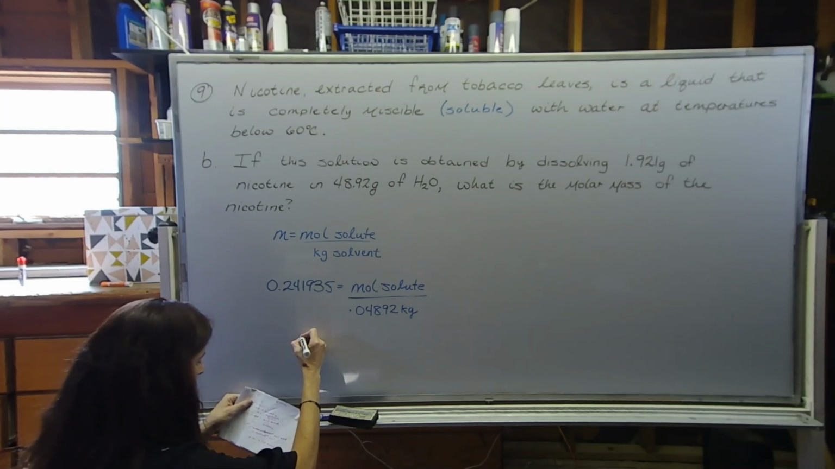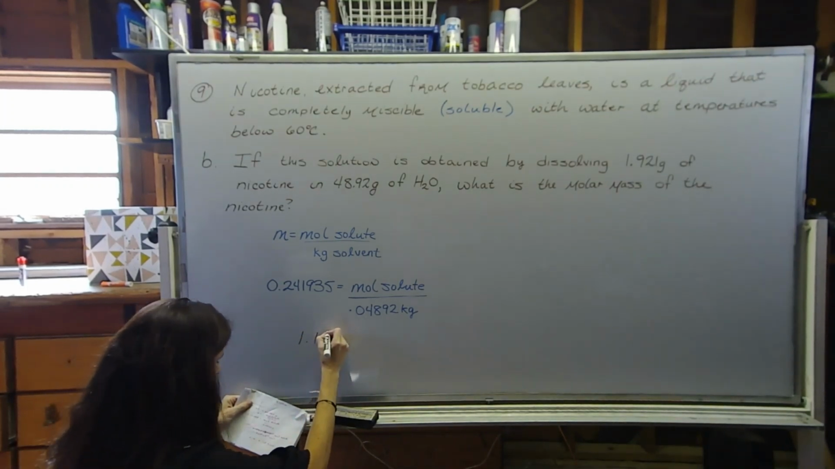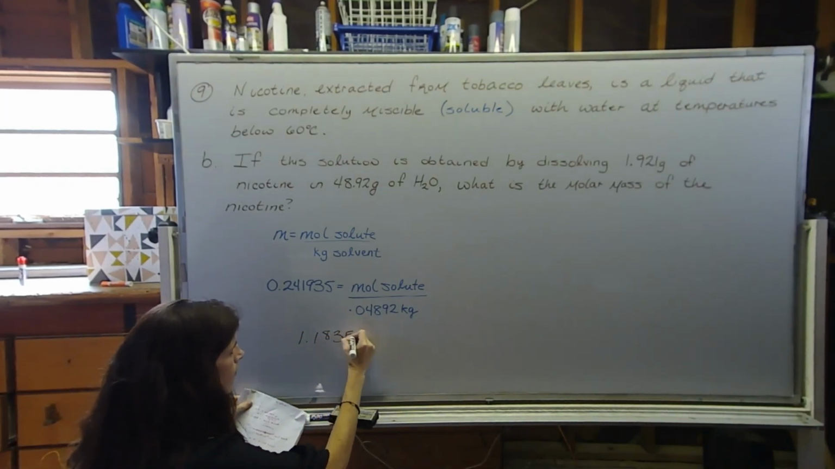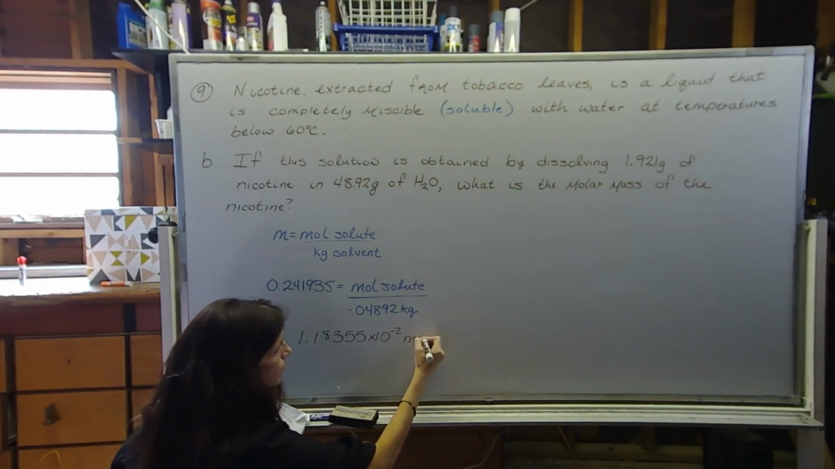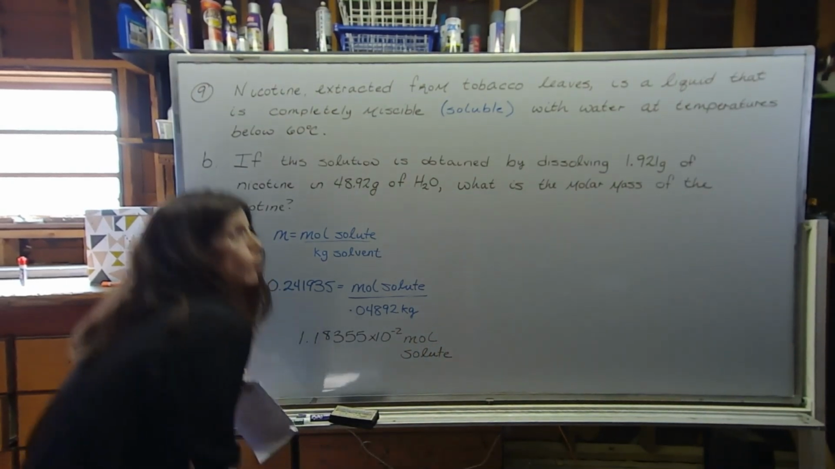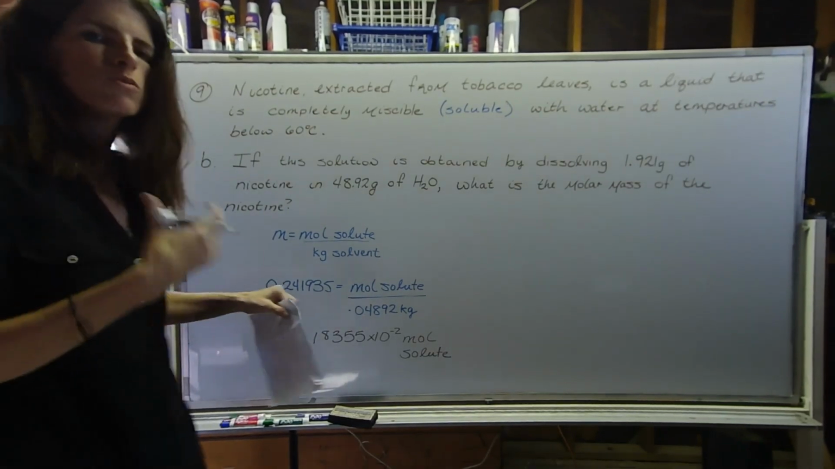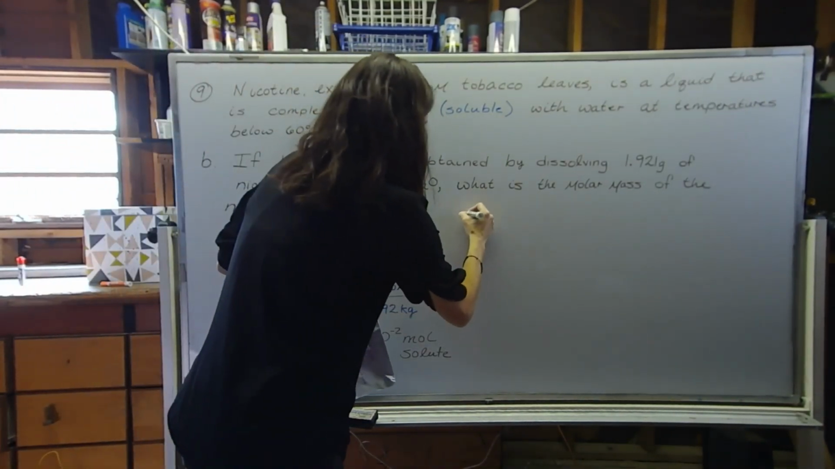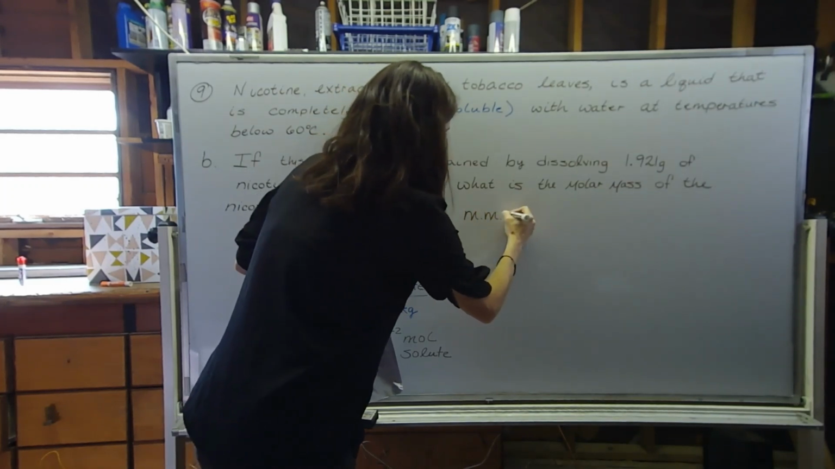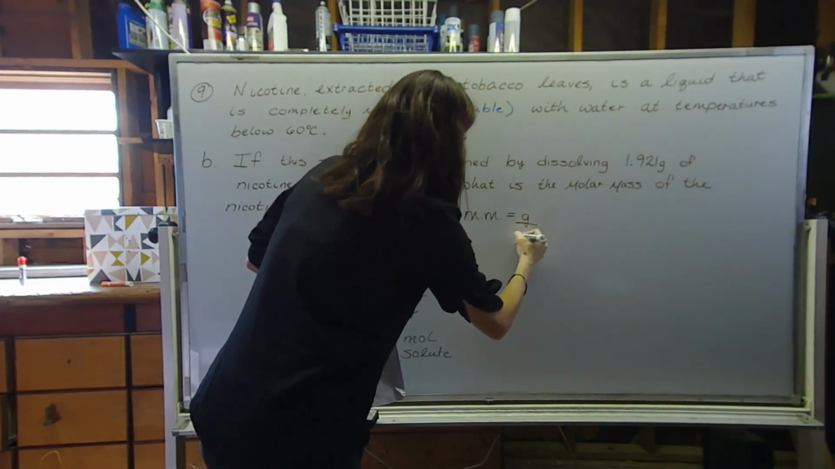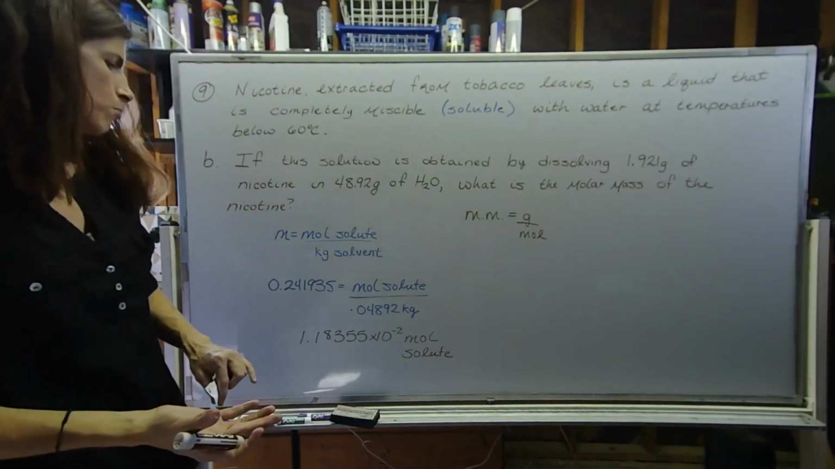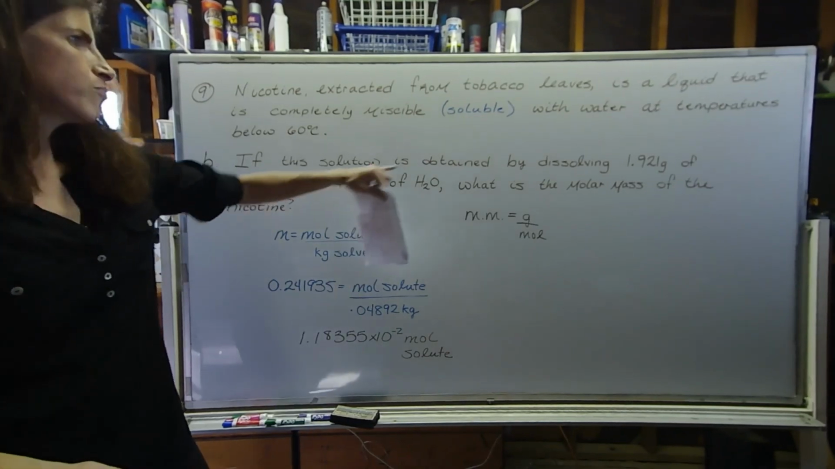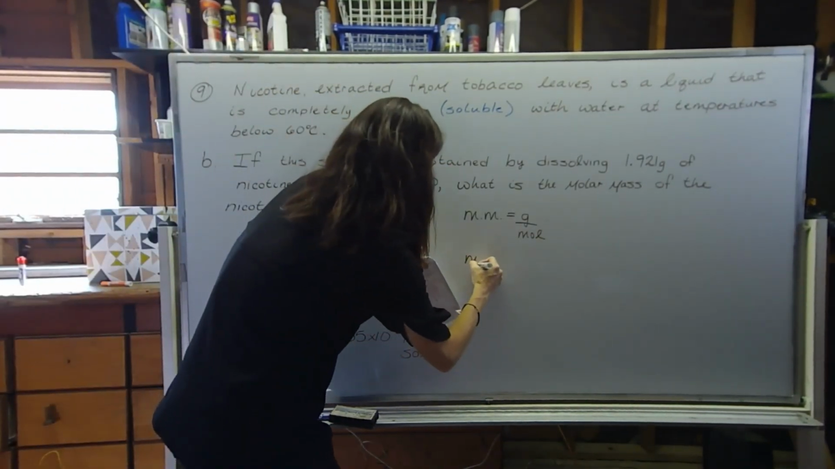I wound up getting 1.18355 times 10 to the negative 2 moles of solute. With that information, I can calculate the molar mass. I always like to think of the units of molar mass when I'm doing these types of problems. Molar mass has units of grams per mole, so I need to take the grams of solute and divide by the moles of solute. I have both of those.